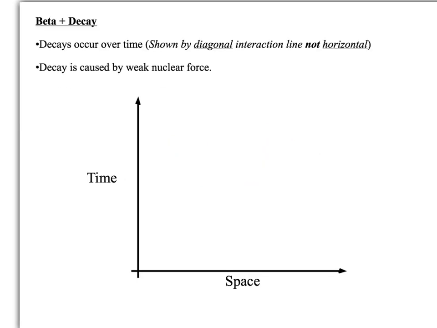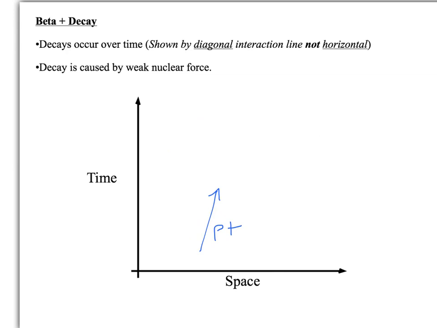Okay, so let's have a look at another example. This is beta plus decay. Now, decay is caused by the weak nuclear force. So, a beta particle we'll use for beta plus is actually going to be a proton. So we have our proton coming in just as before.